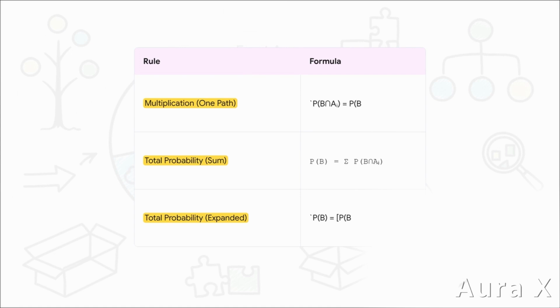And here it is. This is the big one, where everything clicks into place. Let's walk through this, because this is the heart of it. That top line is the multiplication rule for one path, just like we talked about. Now look at the second line. This is the big idea.